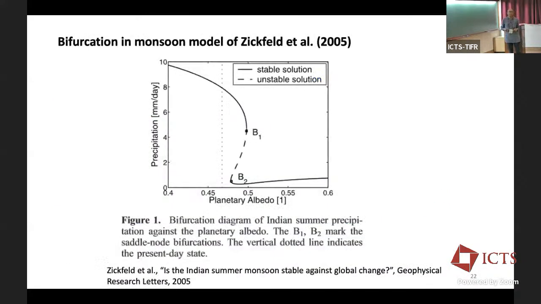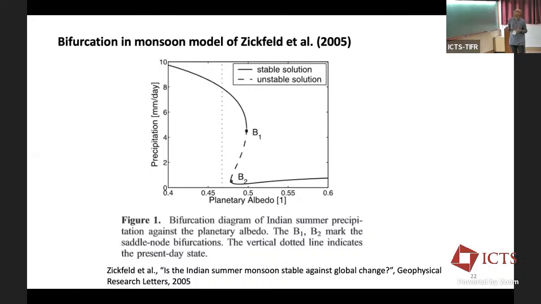Here's a diagram from a paper in 2005, which showed that monsoons can respond sensitively to, in fact, discontinuously to small changes in forcing. This diagram is called the bifurcation diagram. It shows the mean precipitation. You can think of it as a seasonal mean precipitation in a system of ordinary differential equations, describing the monsoon in that model.